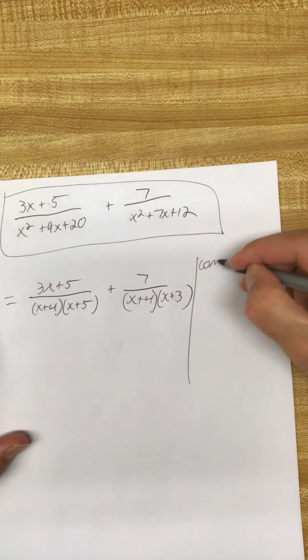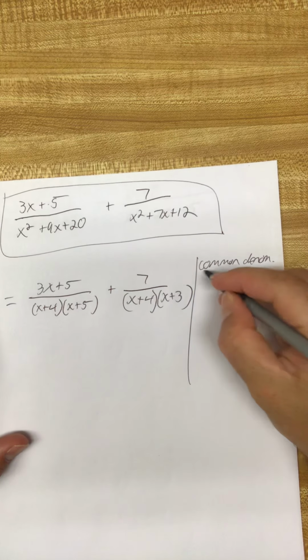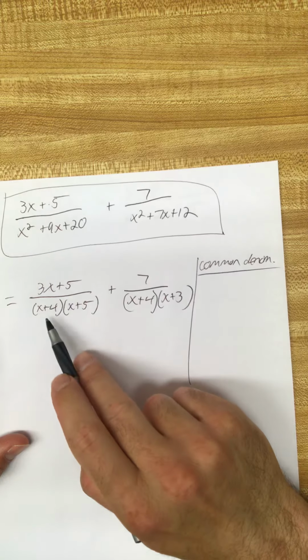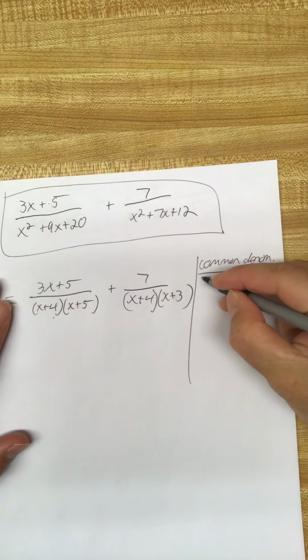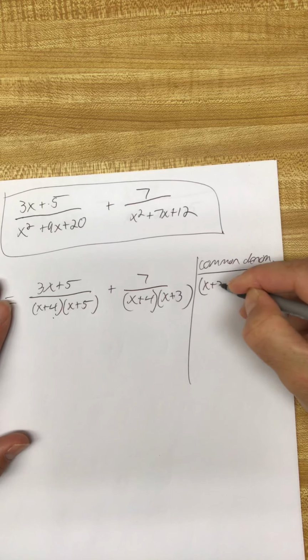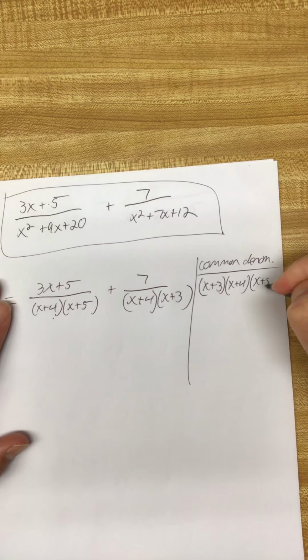All right, so my common denominator here, I have an x plus 4 and an x plus 5. Here I have an x plus 4 and an x plus 3. So again, I'm going to need all of those. So x plus 3, x plus 4, and x plus 5.